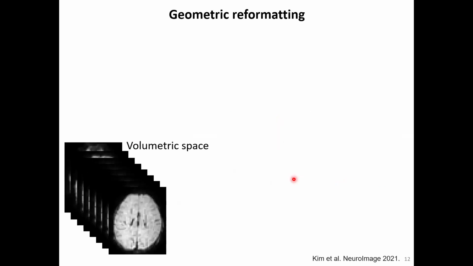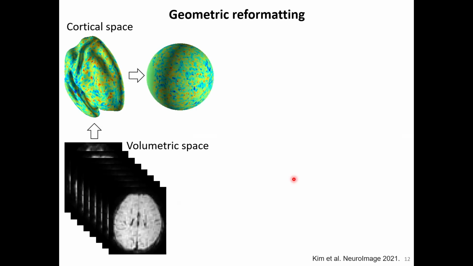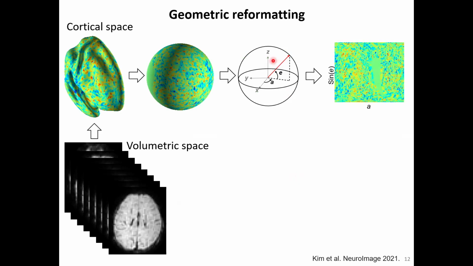So when we were designing the model, what we wanted to do is what we call geometry reformatting. Basically, we did not want to take this 3D volumetric space as an input. Instead, we can present it in the cortical space. And again, the cortical space can be presented as a spherical model, and spherical models can be presented as azimuths and elevations. Then if we present them as azimuths and elevations, we can plot them as a 2D image.